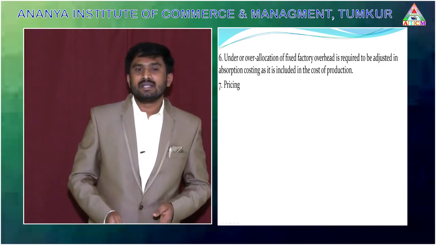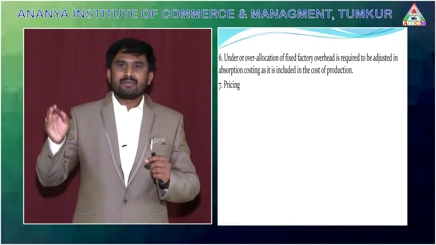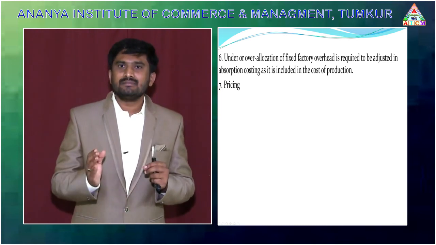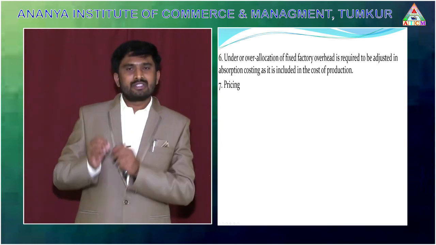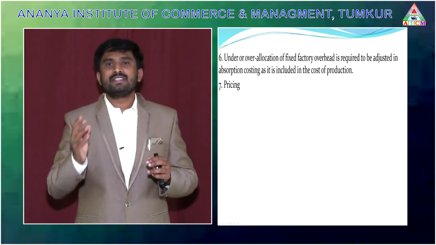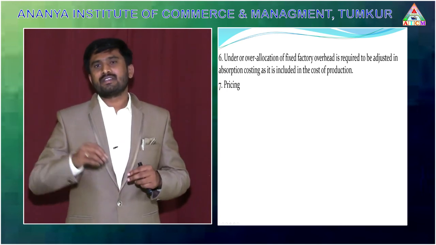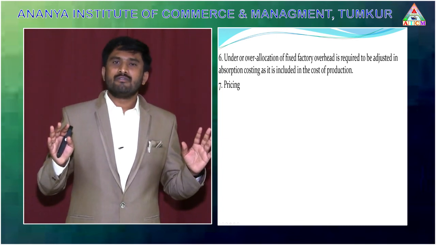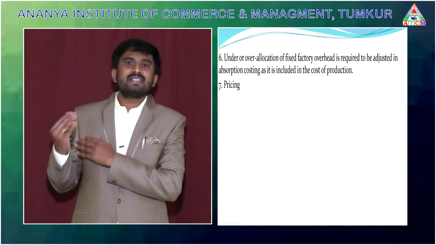Then the last one is pricing. As I said, in marginal costing, in order to fix the price of the product, we take into account only variable cost, then add some percentage of profit to that to fix the price of the product. But in absorption costing, we take into account total cost, variable cost plus fixed cost, then add some percentage of profit to that, then fix the price of the product. In marginal costing, only variable cost is considered as the cost of product, but in absorption costing, we consider both variable cost and fixed cost as cost of product.